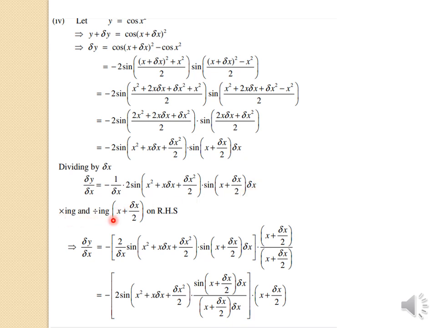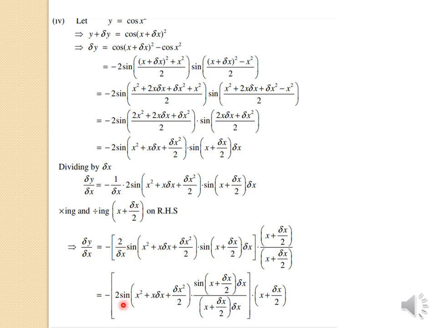So student, in the next step we multiply and divide by (x plus delta x) upon 2 on both sides, because we want to make this term into the identity form. So this term, 2 sine, may remain the same and this term also remains the same, and we multiply and divide by this term. So in the next step minus 2 sine, this delta x and this delta x cancel out.